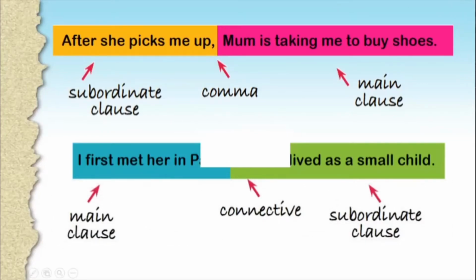I first met her in Paris, where she lived as a small child. Now there is some kind of patch which has come up here, so let us skip this example. Let us look at the first example only. So after she picks me up, Mom is taking me to buy shoes. So we have one main clause here and one subordinate clause. So children, we have seen enough examples now for subordinate clauses.